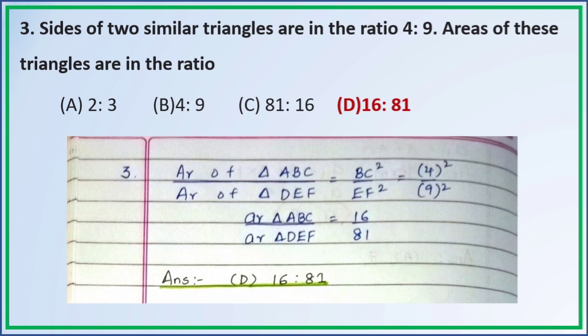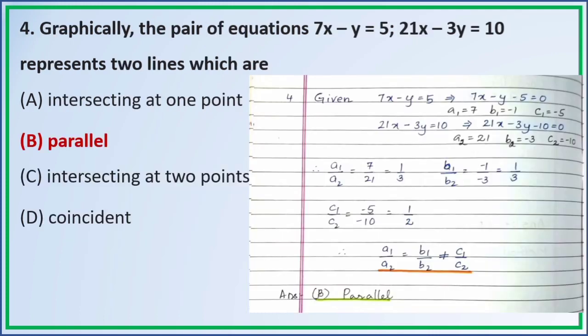Question 3, we need to find out the ratio of the areas of triangles given their sides are in the ratio 4:9. We know that area of triangle ABC divided by area of triangle DEF equals the squares of their corresponding sides. Therefore, I'll substitute the value, 4 divided by 9 whole square, we get 16 by 81. Therefore, the correct answer is option D, 16:81.